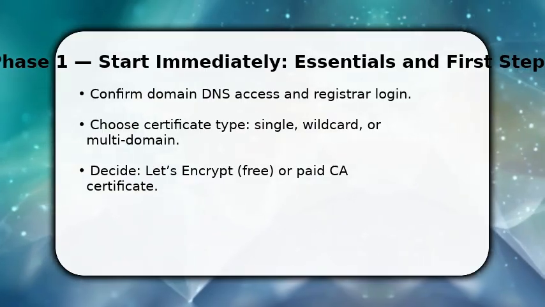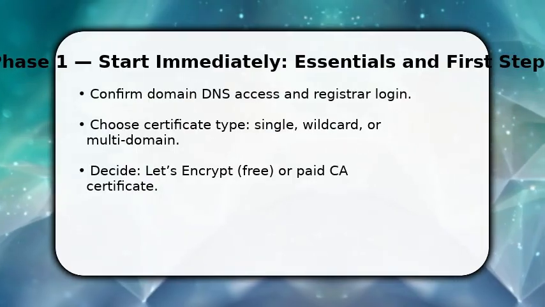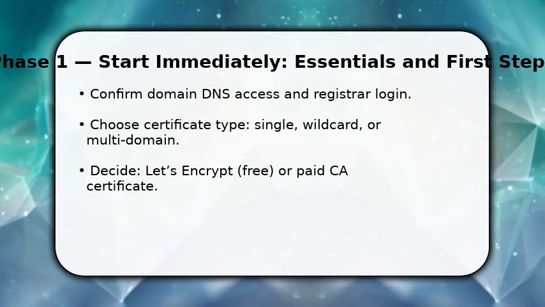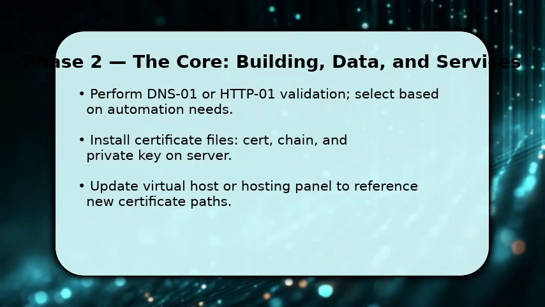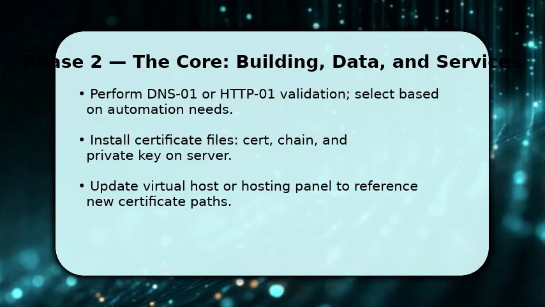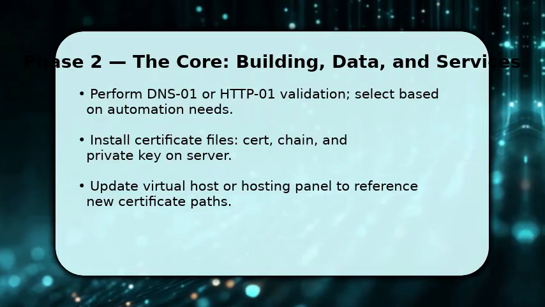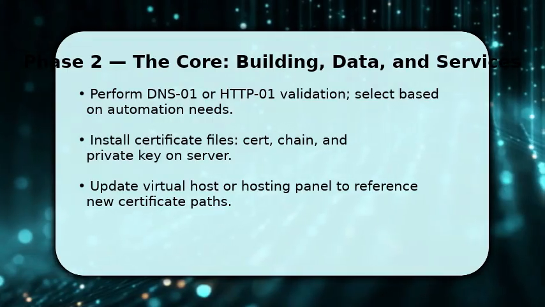Once decided, generate a CSR on your server or use the hosting panel's tool, and make sure the common name matches the exact domain you'll secure. Once you have a CSR, complete validation. Use DNS-01 for wildcard, or when you want automation without HTTP access, and HTTP-01 for web-accessible sites. That explains why method choice matters.